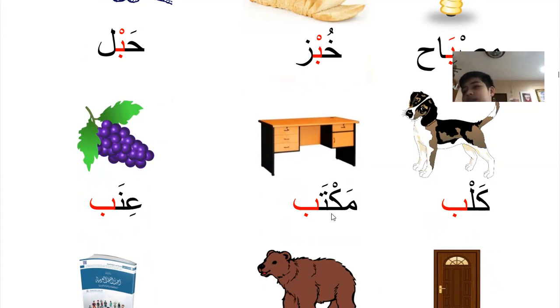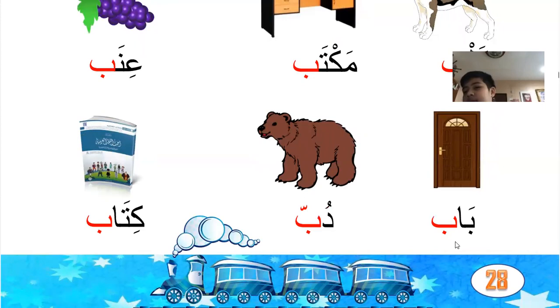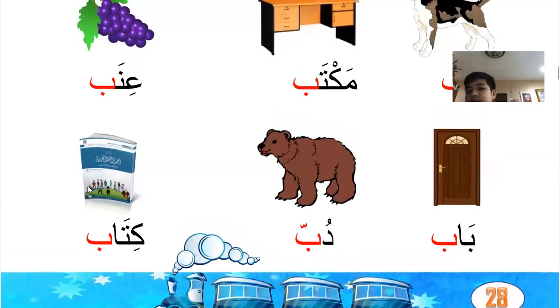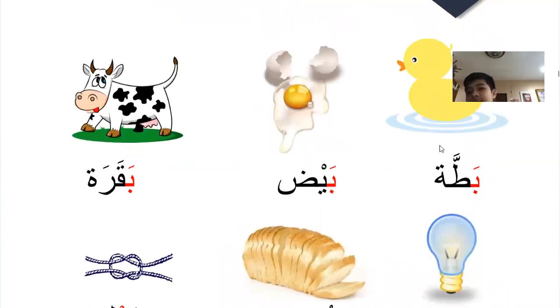Maktab. Maktab. Inab. Bab. Bab. Door. Dub. Dub. Bear. Kitab. Kitab. Book. Okay, now read this vocabulary again and tell me the meaning as well.